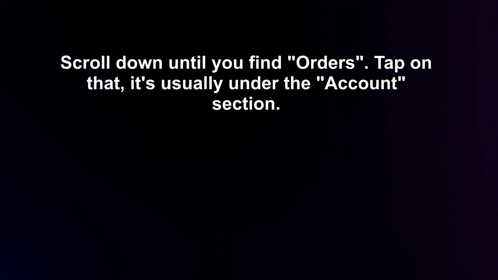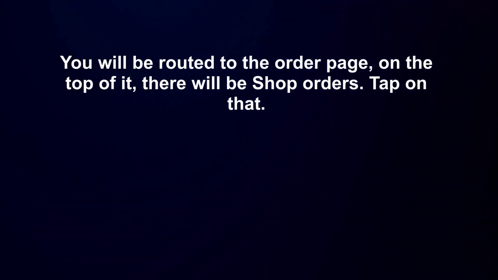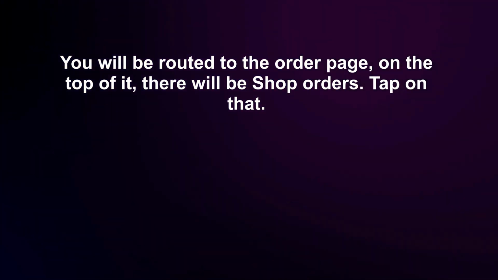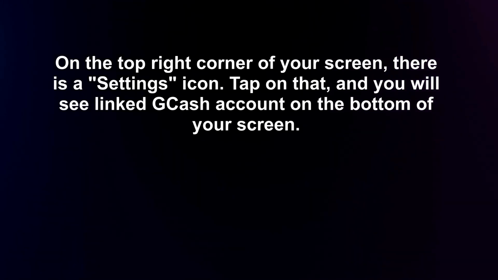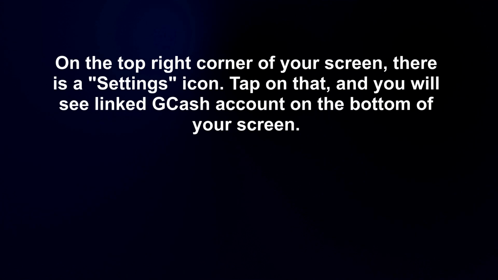Scroll down until you find Orders. Tap on that, it's usually under the Account section. You will be routed to the Order page. On the top of it, there will be Shop Orders. Tap on that. On the top right corner of your screen, there is a Settings icon. Tap on that, and you will see Linked GCash account on the bottom of your screen.